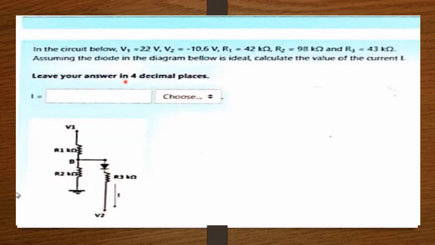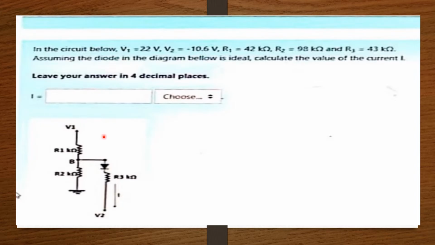In the circuit below, V1 equals 22 volts, V2 equals negative 10.6 volts, R1 equals 42 kilo ohms, R2 equals 98 kilo ohms, and R3 equals 43 kilo ohms. Assuming the diode in the diagram below is ideal, calculate the value of the current I. Leave your answer in 4 decimal places.